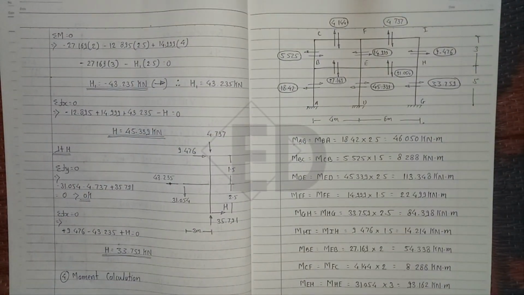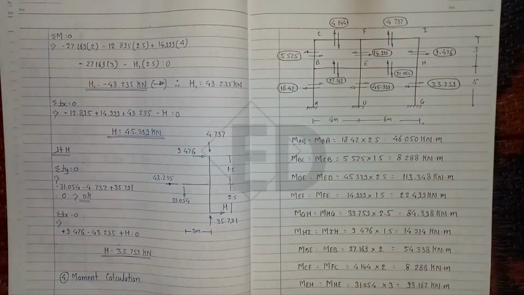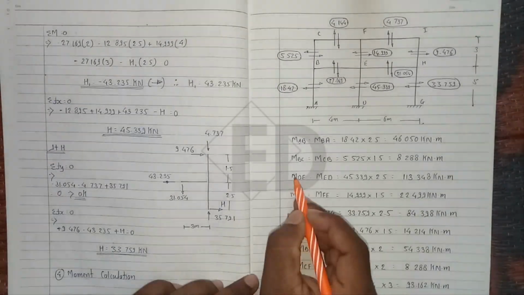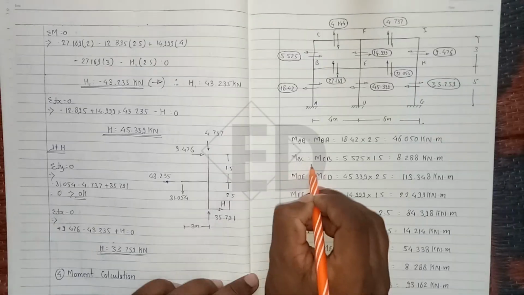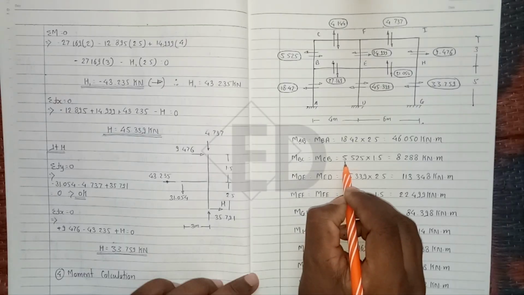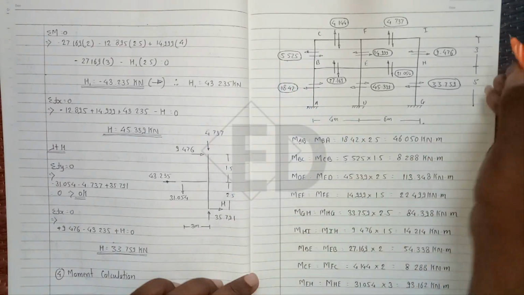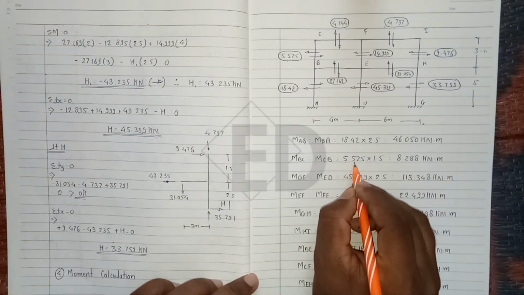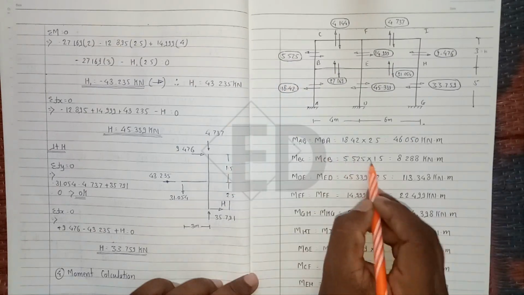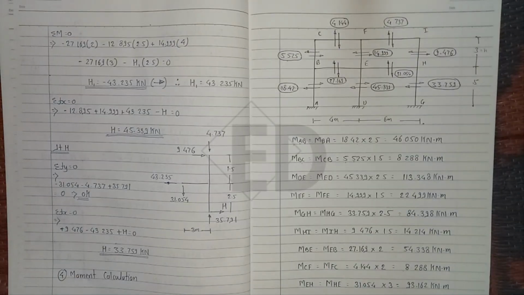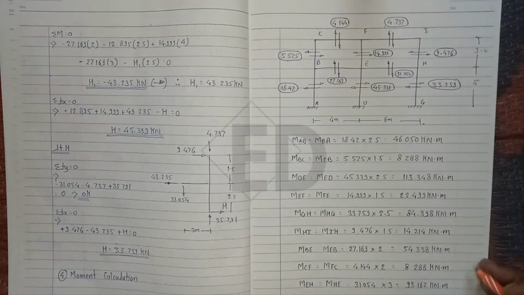Similarly, once we have calculated all the shear forces in the beam and column, it is very easy to calculate all the moments. With the same calculation, MBC equals MCB, which equals shear force into h by 2. The shear force 5.525 into h by 2 gives 8.288 kilonewton-meter. The same operation we apply for the remaining ones, so we get all these values here.